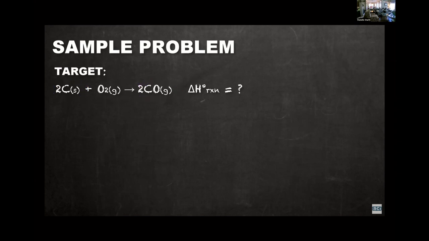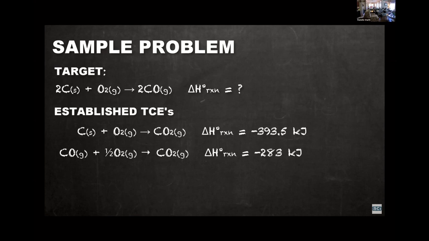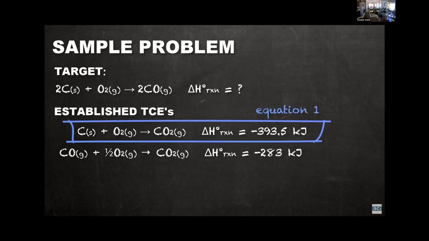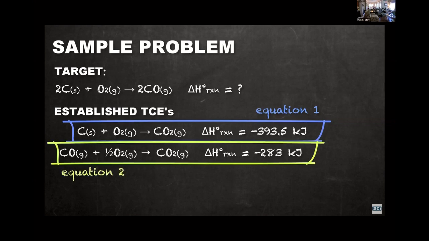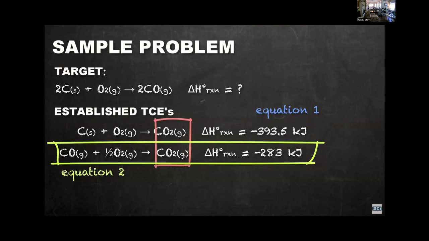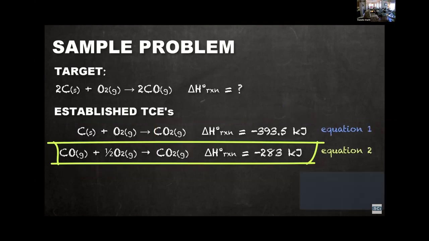Typically, with Hess's law, we are provided with a couple of known equations that already have known enthalpy changes. So for example, we have an equation 1 in which we have the combustion of carbon to produce carbon dioxide. In equation 2, we have the combustion of carbon monoxide in the presence of oxygen to produce carbon dioxide. Now notice that we don't need the carbon dioxide here, but that's going to come into play later on.